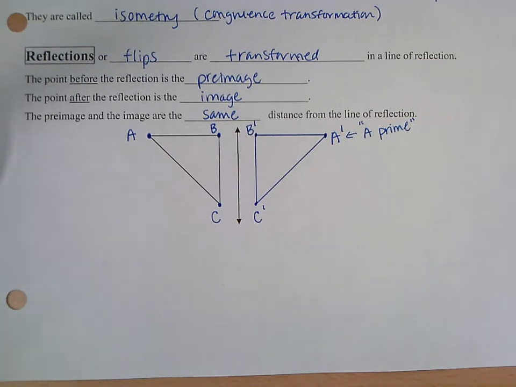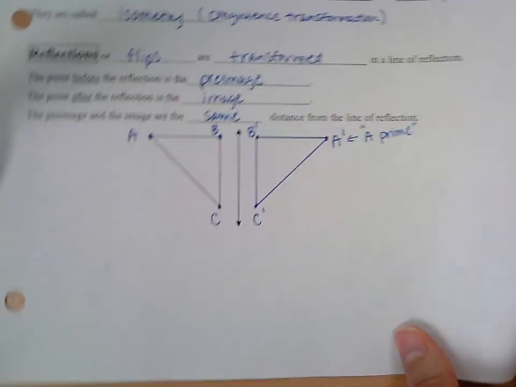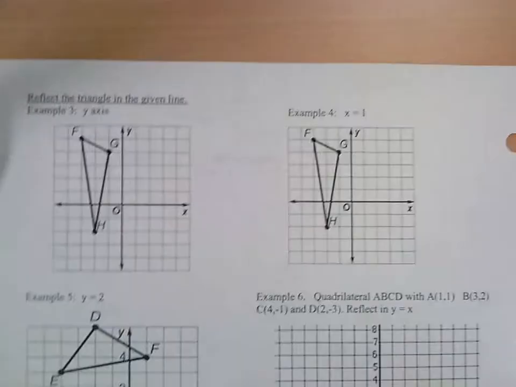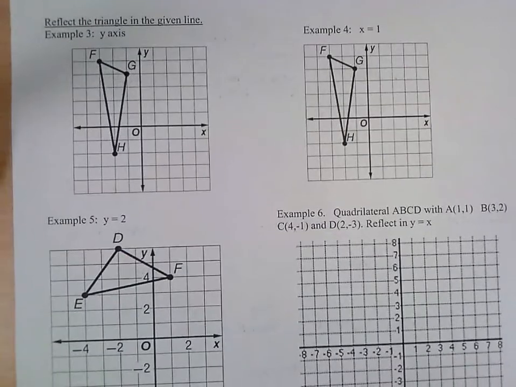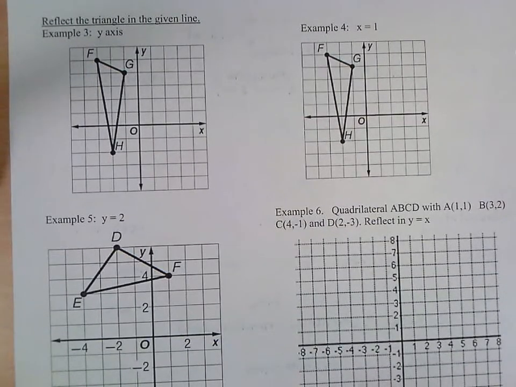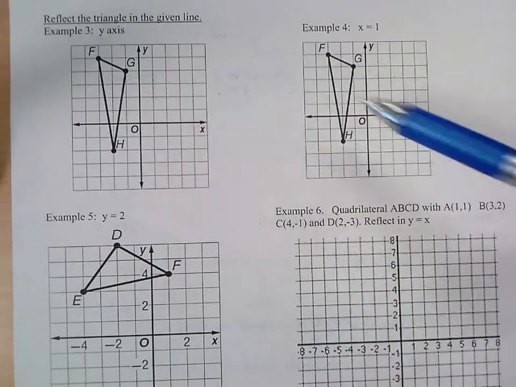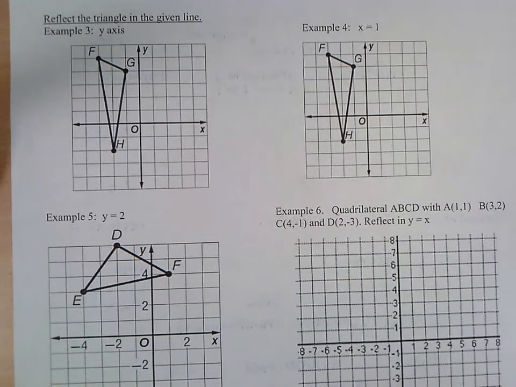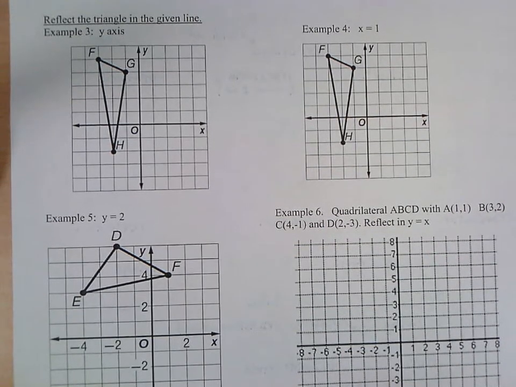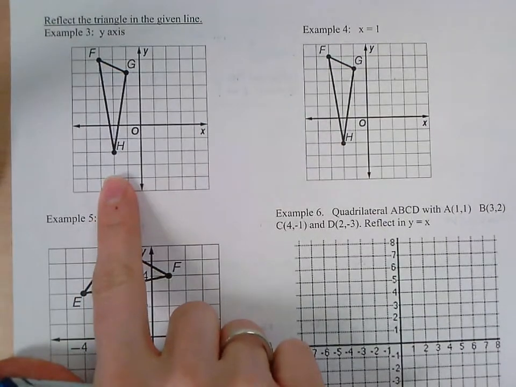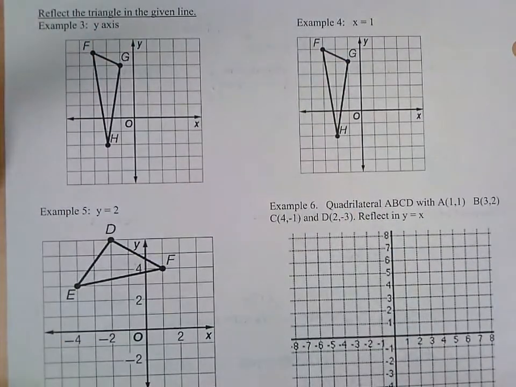All right, then. So like I said, these ones on the back, you could use your rulers to help draw the straight edges, but you don't really need them to measure distances for these. So reflections on a coordinate grid. It says reflect the triangle in the given line. For examples 3, 4, and 5, example 6 is a quadrilateral. So we have triangle FGH, and we are reflecting it in the y-axis.